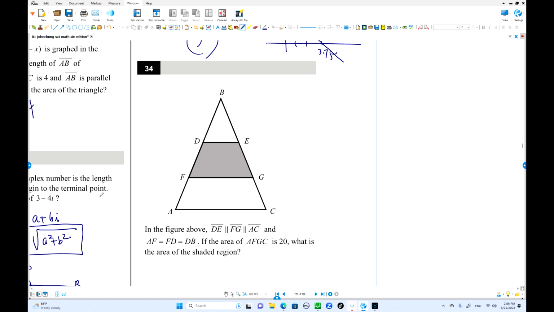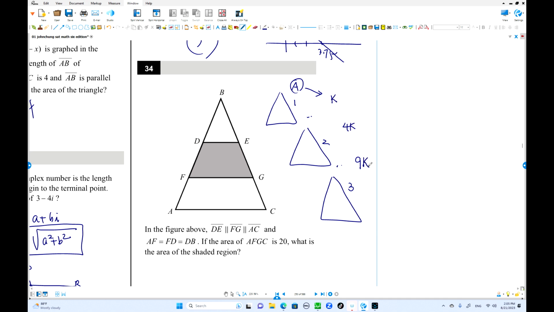Okay, number 34. We have 3 triangles. They are similar, right? The small one, the largest one. The ratio of lengths is about 1, 2, 3. What is the ratio of their areas? Area is 1 squared, 2 squared, 3 squared, which is 9. When you take this as k, the other one is 4k, the other one is 9k. That's the area, right? This area is k.